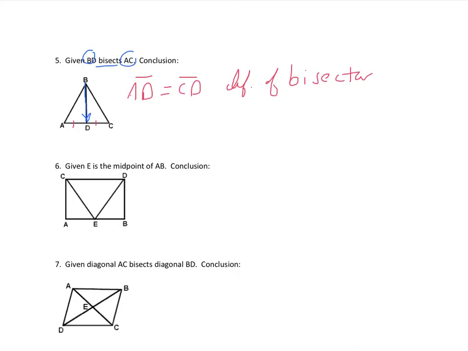Number 6, given E is the midpoint. Well, if you remember, definition of midpoint is middle. It's the middle of AB, which means those two pieces are equal in measure because E is the midpoint. So AE equals BE. And again, definition of midpoint.